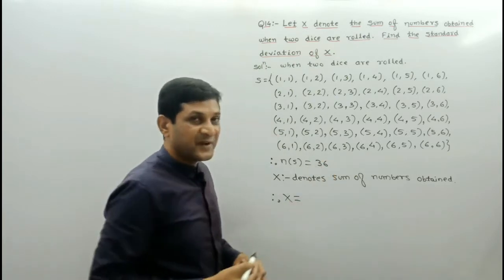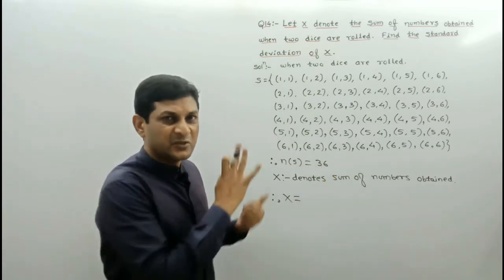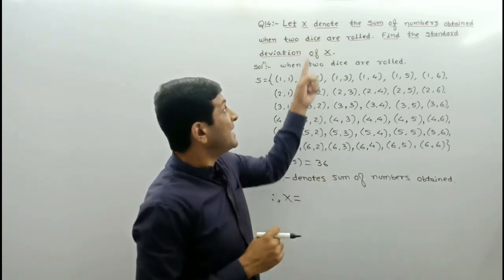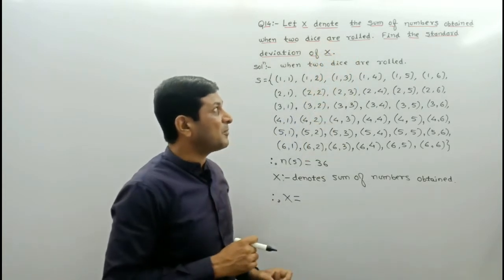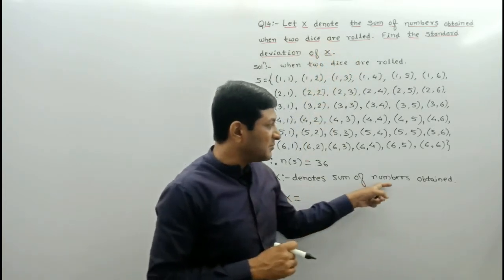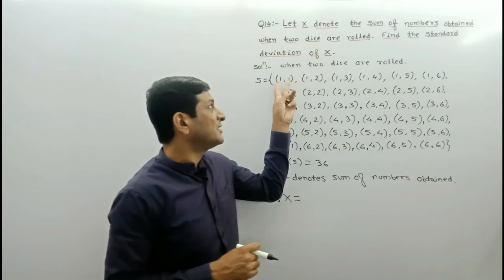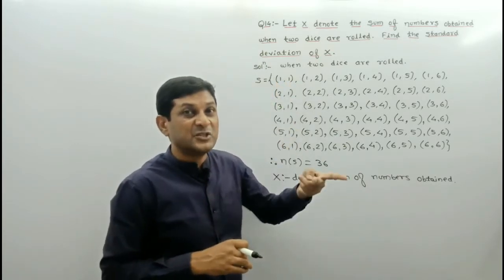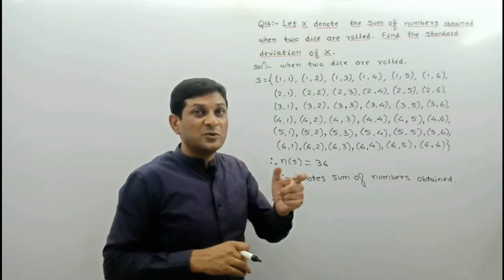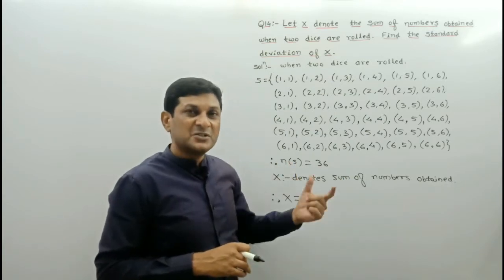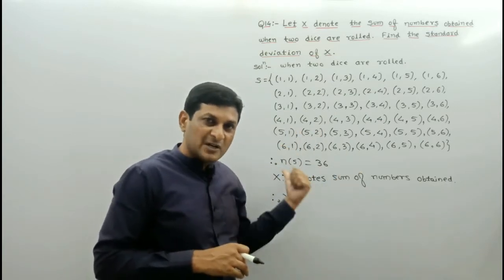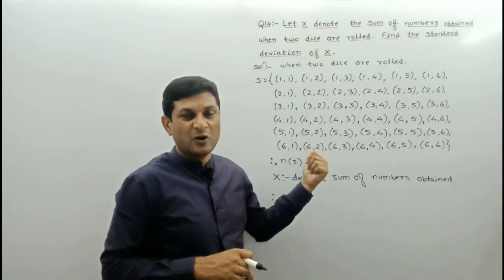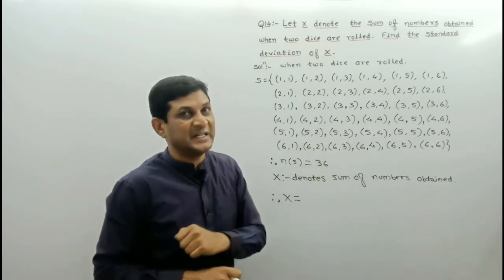And now let us define the random variable which is already given in our example, that X denotes the sum of numbers obtained. Suppose that here the 2 numbers obtained are 1 1, then their sum is what? 2. So X denotes what? Sum of numbers. So let us associate every outcome of this experiment of the sample space with a real number.